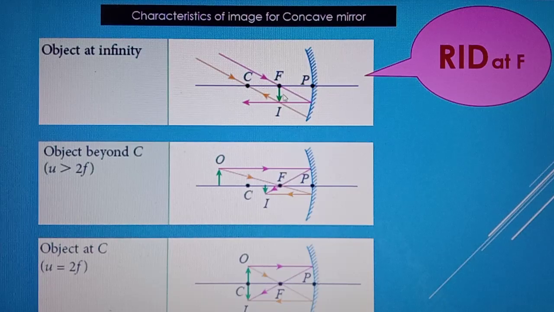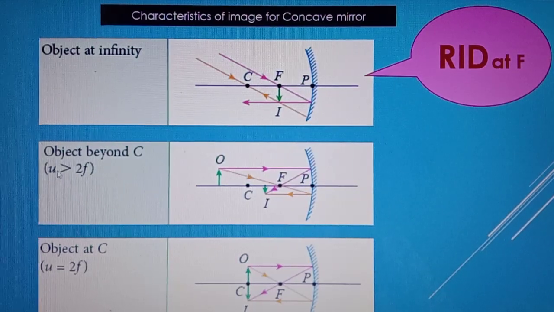So it is real because we put a screen in front of the mirror. Don't get confused with the lenses. Lenses apply a different concept, refraction. For a lens, we put the screen on the right side. For a mirror, we put the screen on the left side, because this one applies the reflection concept. So this is real, inverted, diminished at F, at the focal point.